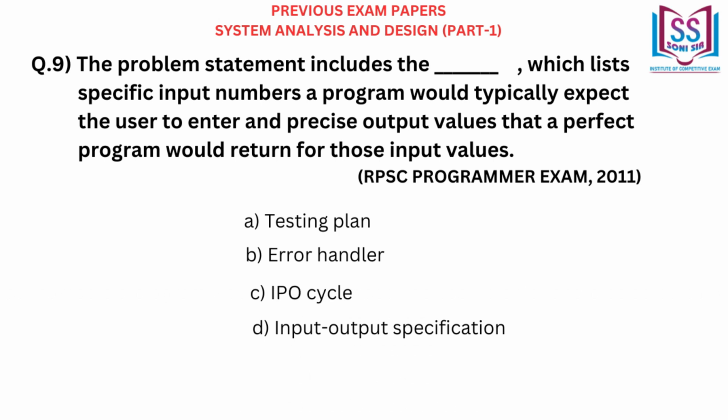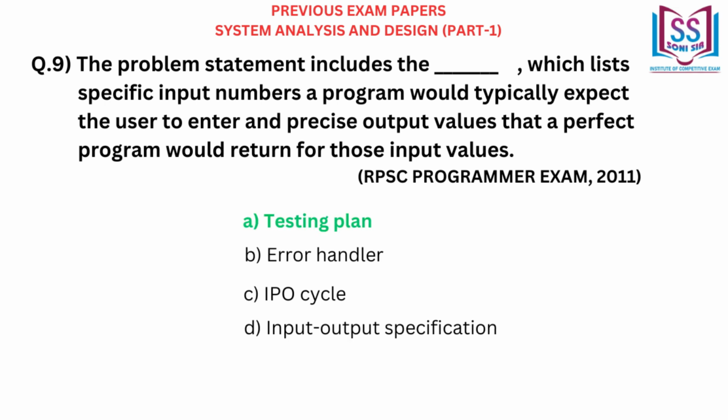The problem statement includes the dash, which lists specific input numbers a program would typically expect the user to enter and precise output values that a perfect program would return for those input values. A. Testing plan. B. Error handler. C. IPO cycle. D. Input-output specification. Correct answer A. Testing plan.